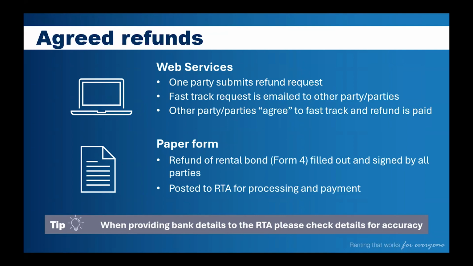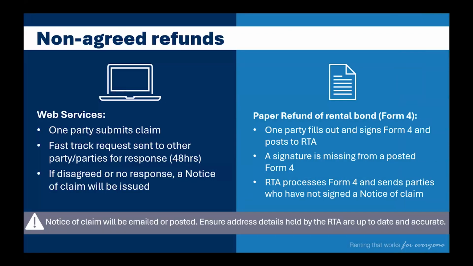If a paper form needs to be used, then it needs to be filled out and signed by all parties before being posted to the RTA for processing. Again, check the details on the form and check that bank details are correct, forwarding address details are correct, etc. Once received through the post, the RTA will process and payments will be made. If there are any signatures missing from a paper form, it will be treated as unagreed. Again, looking at the two different methods of submitting a refund.